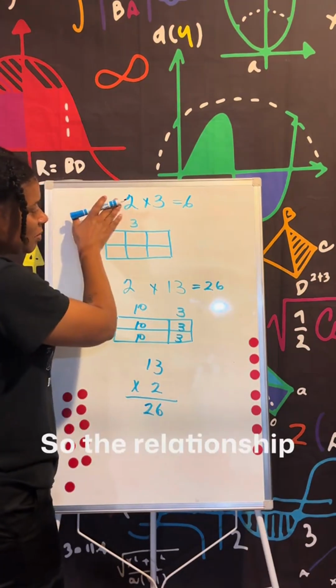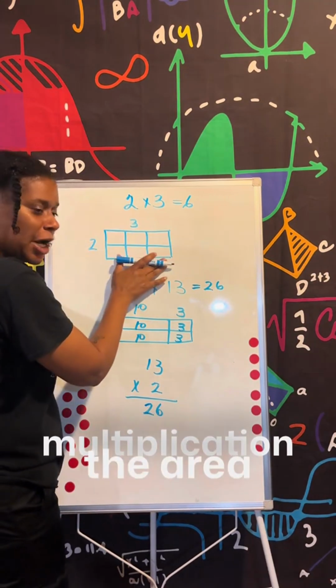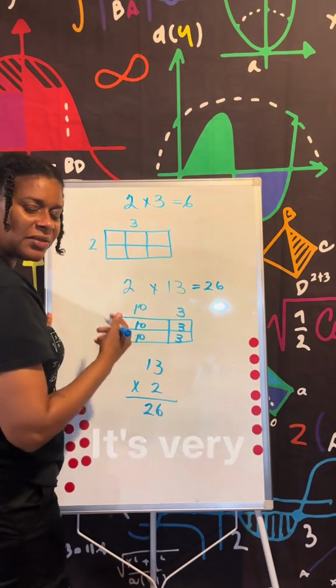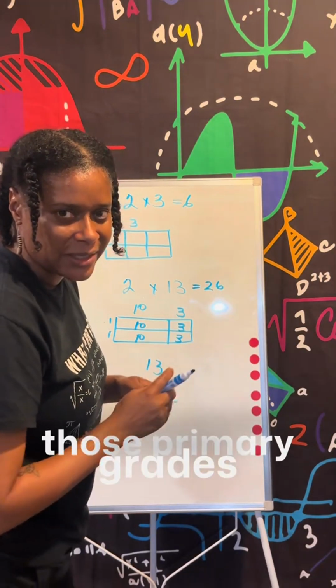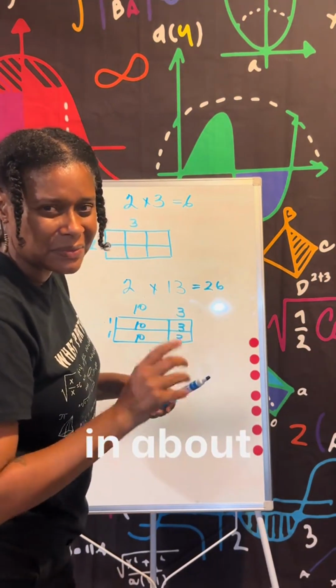Okay, so the relationship between multiplication, the area model, and array is a very important concept for our children to get during those primary grades. Actually, starting in about 2nd, 3rd grade.